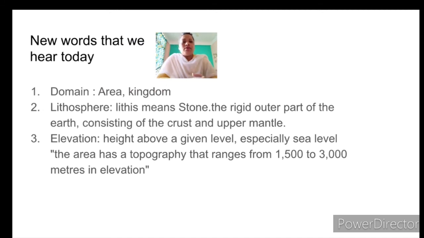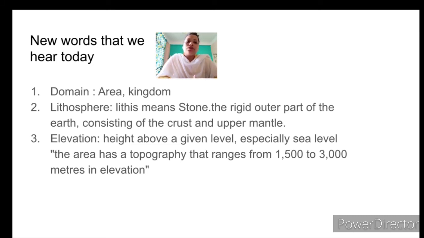So today we have learned some new words, that is domain. Domain means area or kingdom. So we were talking about the domain of earth, the areas of the earth or the environment. And lithosphere, lithos means a stone. This is the rigid outer part of the earth consisting of the crust and upper mantle.